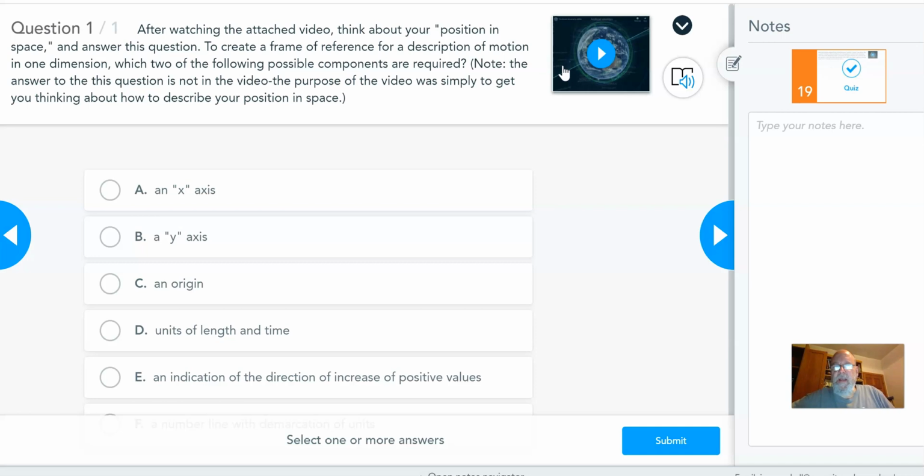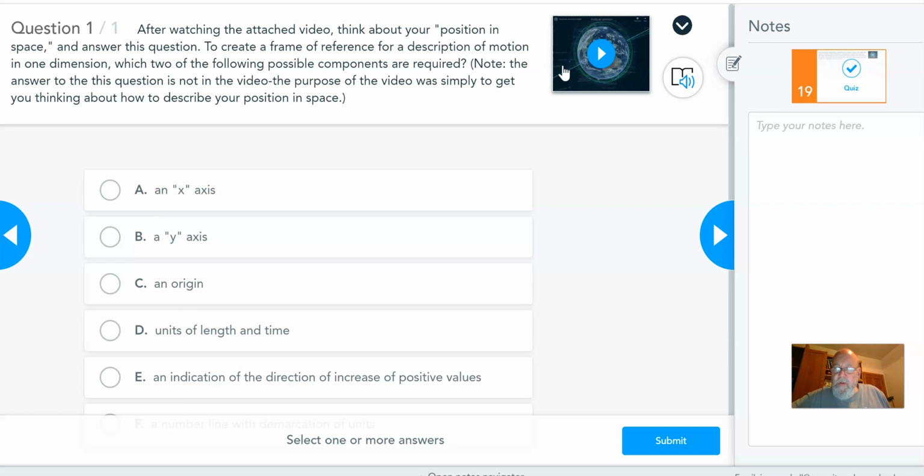But this idea of your position in space is a very important position in terms of describing motion. In order to be able to describe motion, you have to be able to tell where in space you're at. And that's just the whole point of the movie. Now, the movie doesn't have anything to do with the question. The question does have to do with where we're at in space, but the movie doesn't address this in the way that I'm asking in the question.